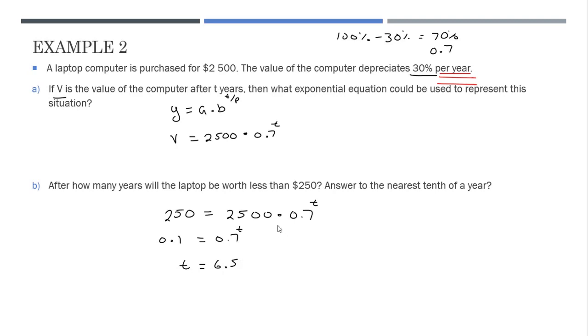But that actually doesn't answer the question because it says the laptop will be worth less than $250. So at exactly 6.5 years, it'll be $250. Well, we want any time period that's greater than 6.5 years, which will make it so the computer's worth less than $250, which is a little bit sad to think that in 6.5 years, you're losing $2,250 just like that.